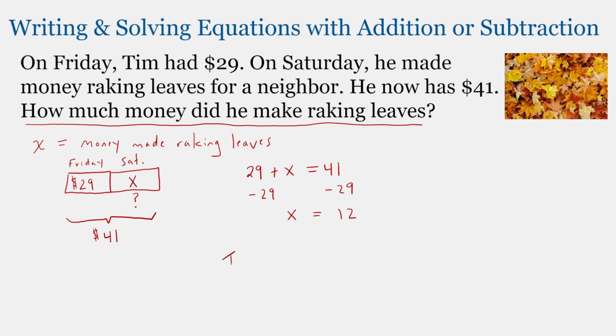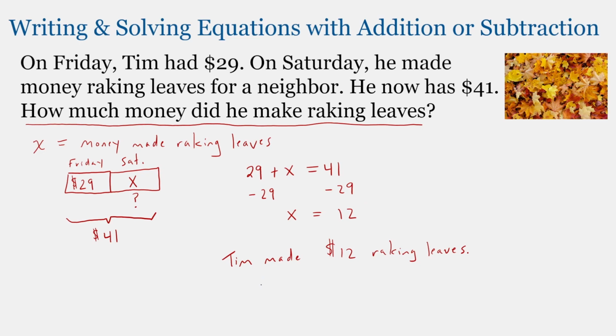So we need to answer our question. The question was, how much money did he make raking leaves? Well, Tim made $12 raking leaves. Again, the answer isn't 12, which is what we got when we solved the equation. It's $12. We have to add that unit to it as well.